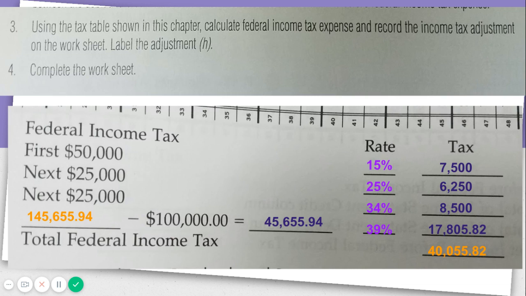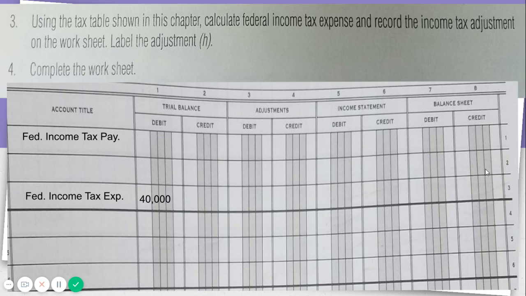On our worksheet, in our beginning trial balance, we have $40,000. The $40,000 that we just calculated will come to our income statement on the debit side. Because it's an expense, normal balance is debit. The difference between these two will be our adjustment, on the debit side here, and then credit for our tax payable. Then for our tax payable up here for federal income tax, we carry the balance through.